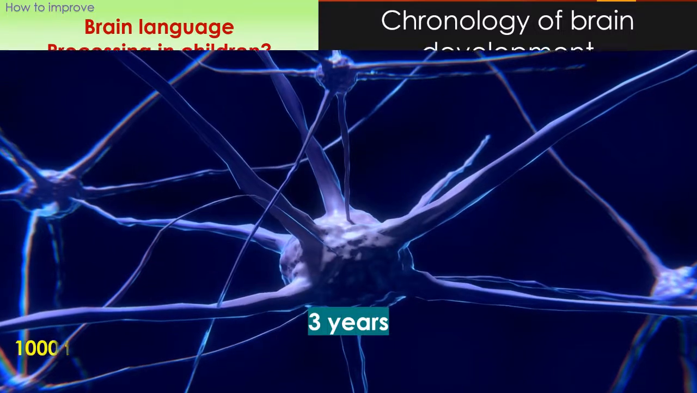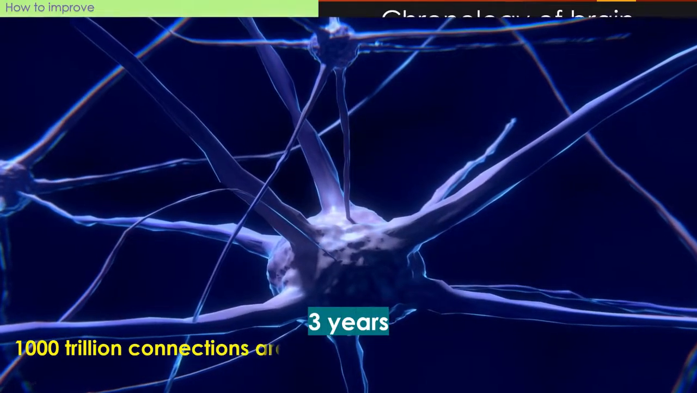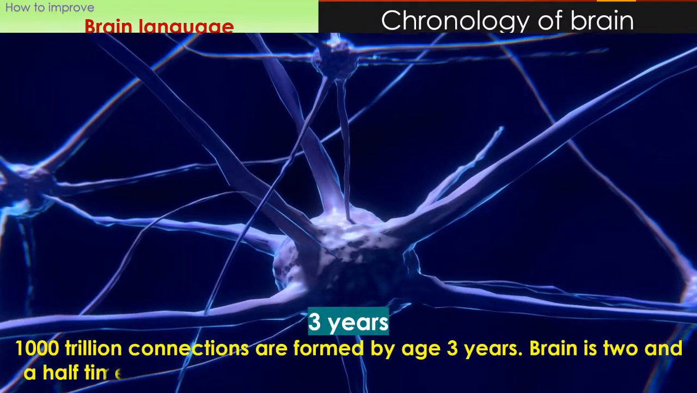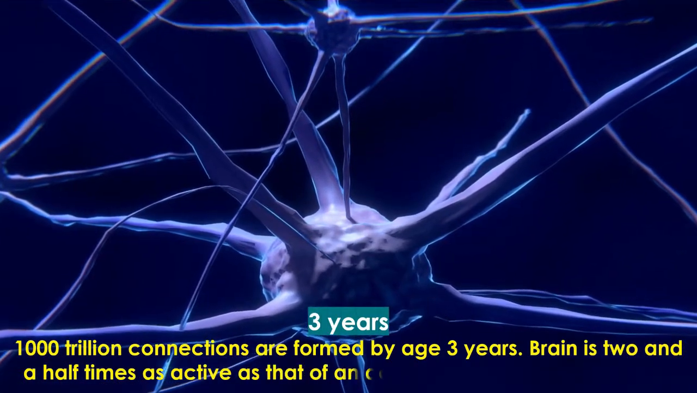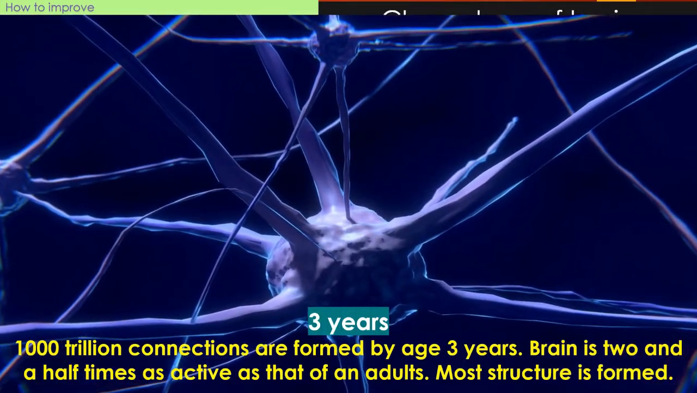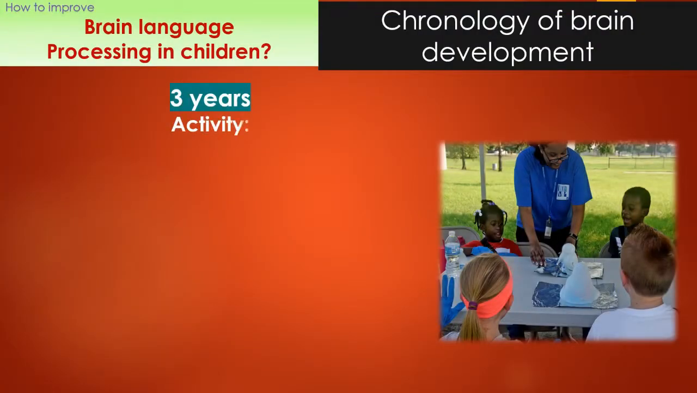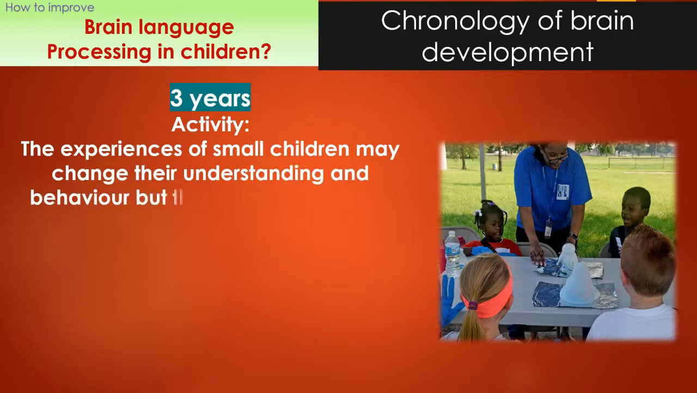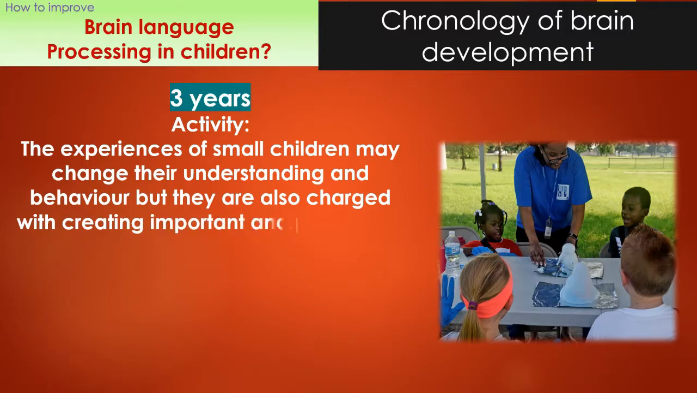3 years. 1,000 trillion connections are formed by age 3. Brain is 2.5 times as active as that of an adult. More structure is formed. Activity. The experiences of small children may change their understanding and behavior, but they are also charged with creating important and permanent structures in the brain.